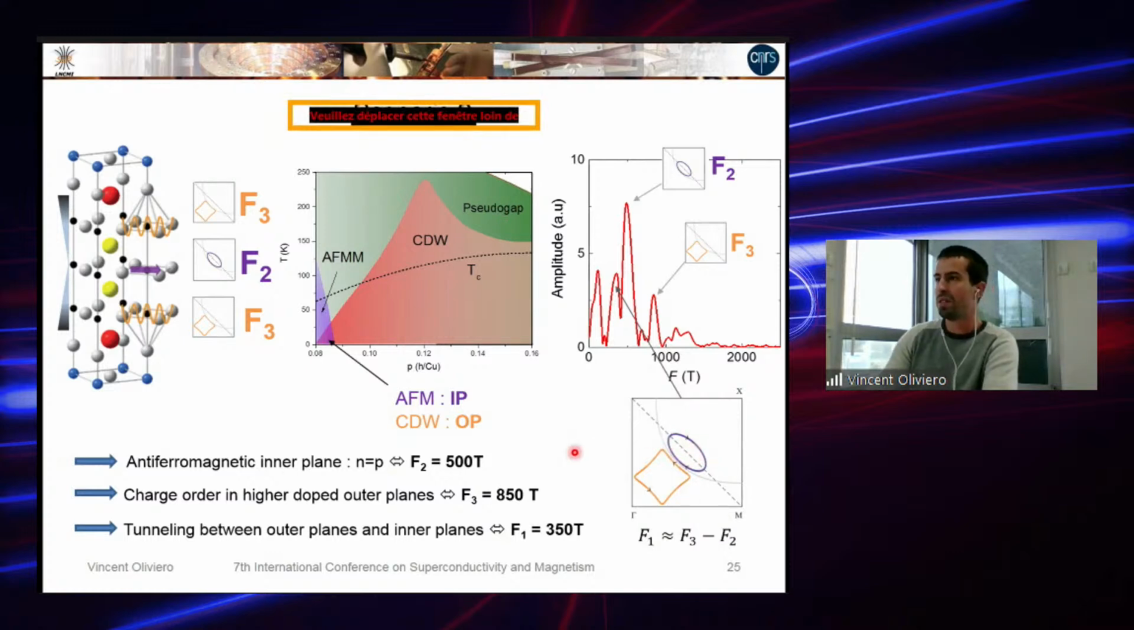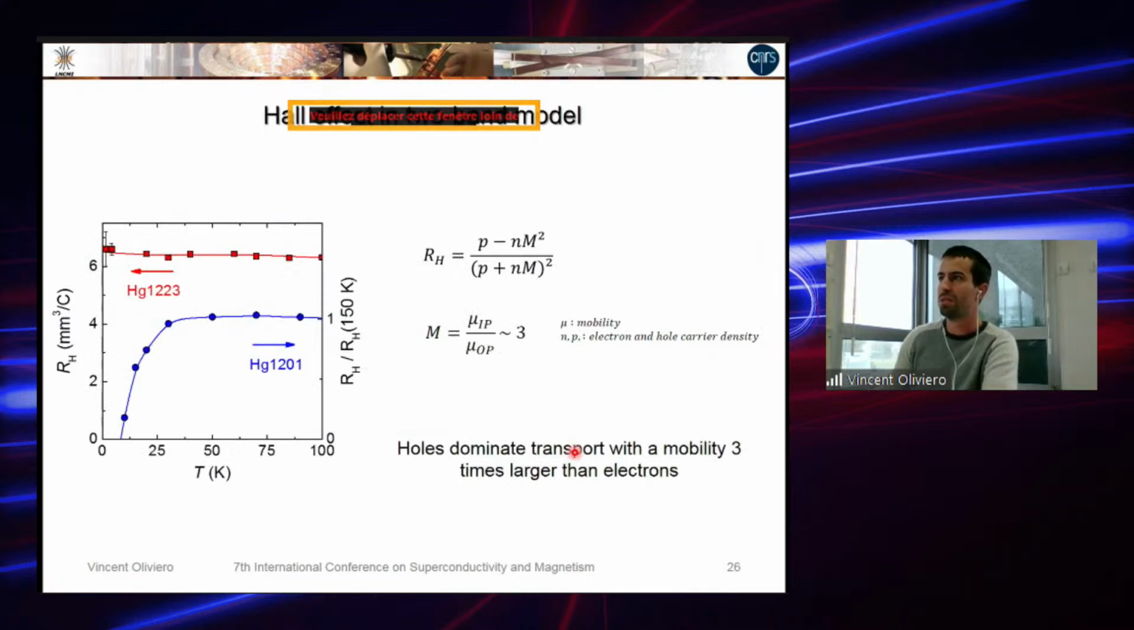But what about the Hall effect in this situation? In this situation, you analyze your data in a two-band model. And in a two-band model, the Hall effect just depends on the mobility ratio between carriers. In our situation, we expect to have a higher mobility in the inner plane because it's cleaner than the outer plane.